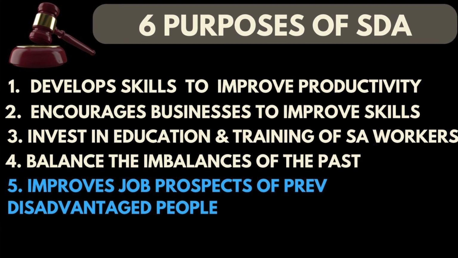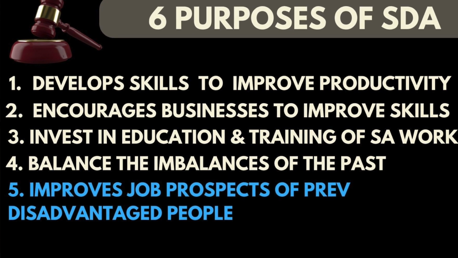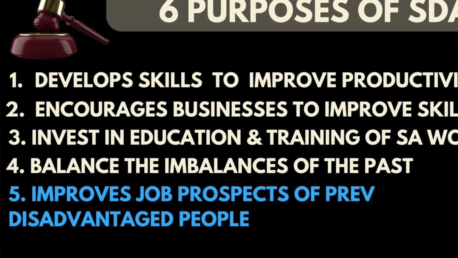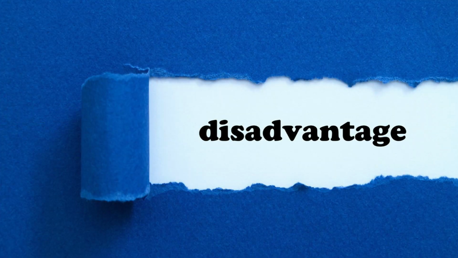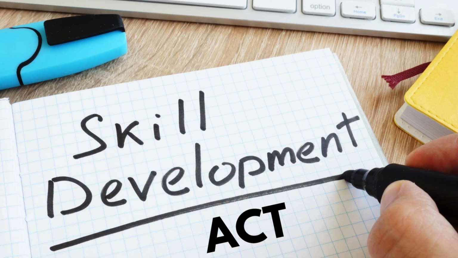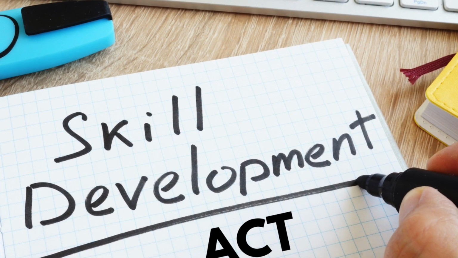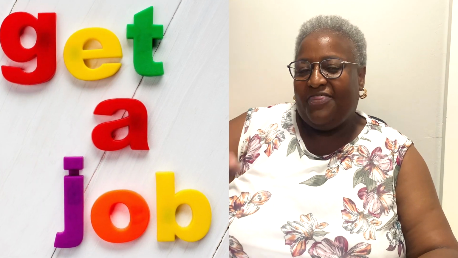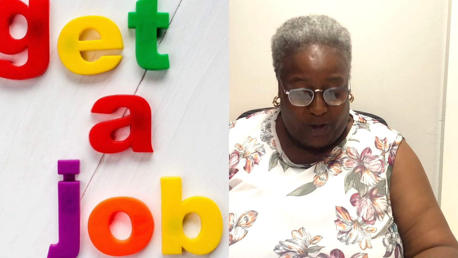Then the other point is to improve the job prospects of previously disadvantaged people. When we talk about previously disadvantaged, we're talking about the group that was not having an opportunity. They were not having an opportunity because of the government; they were oppressed. If you were black, you were not given an opportunity to be trained, not given an opportunity to learn. So now, through this training, the prospects of an individual improve, so that they are able to get a job somewhere else.